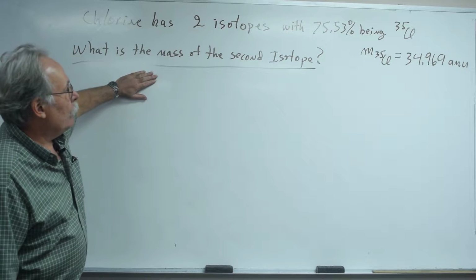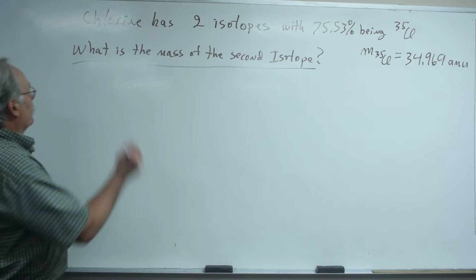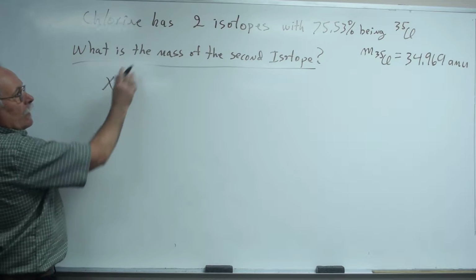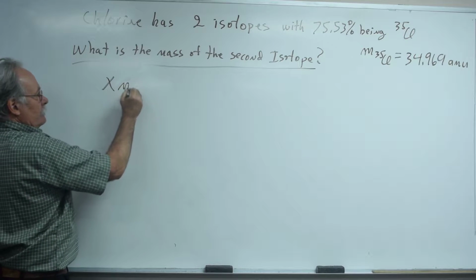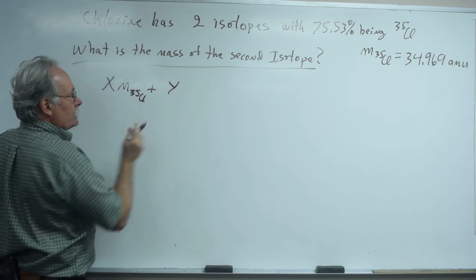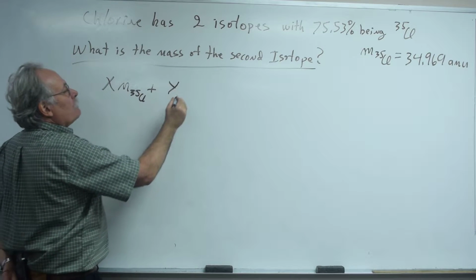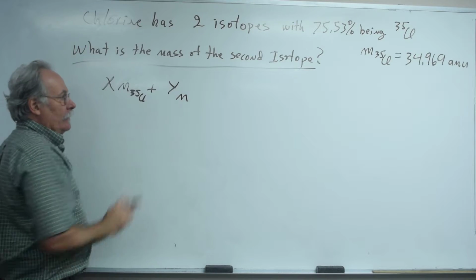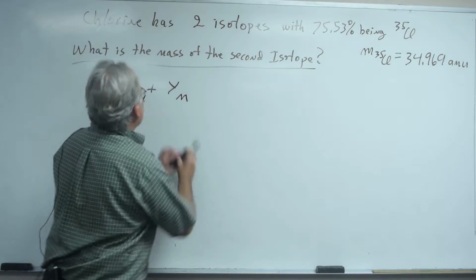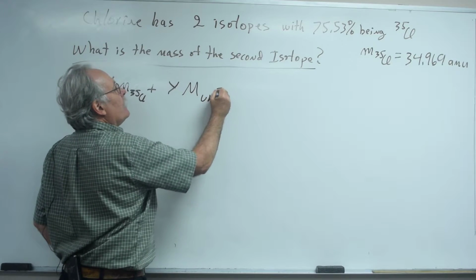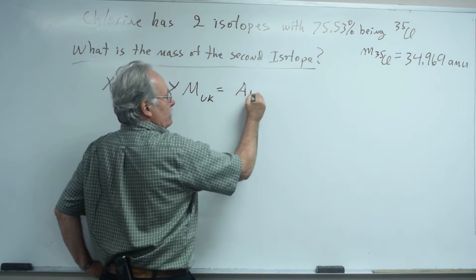Okay, now what we know here is that the fraction of the first isotope times the mass of chlorine-35, plus the fraction of the second isotope times the mass of the unknown, which I'll just call M for the mass of the unknown, which is what I'm solving for, is equal to the average.